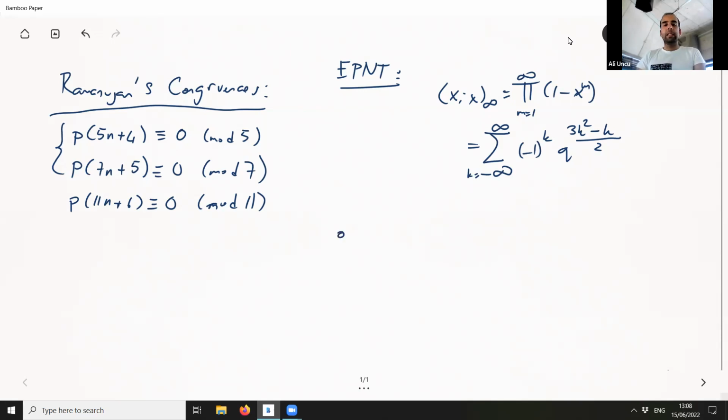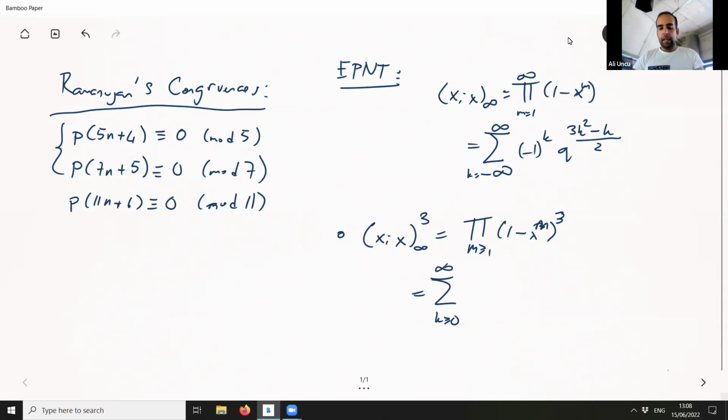And the other variant that we needed was the cube of this. So (x; x) sub infinity cubed, which is the product cubed from 1 to infinity. And this is not a bilateral sum this time. So it is k greater or equal than 0 to infinity, and that is (-1)^k (2k+1) x to the power. It should also be x here too.